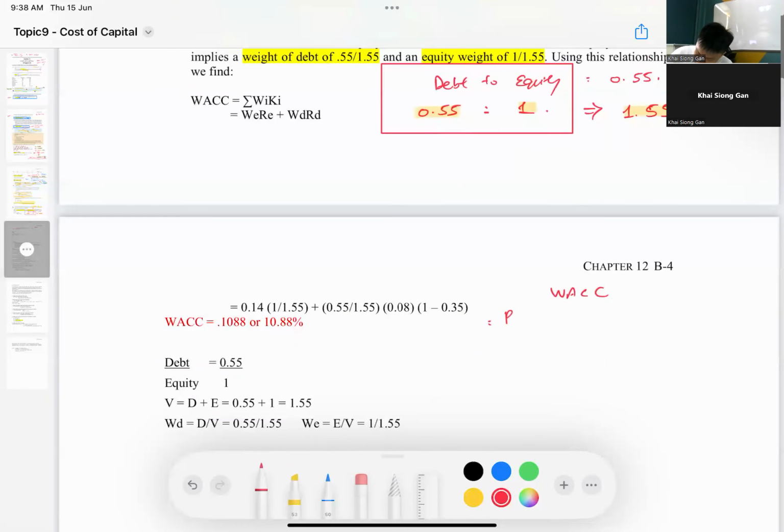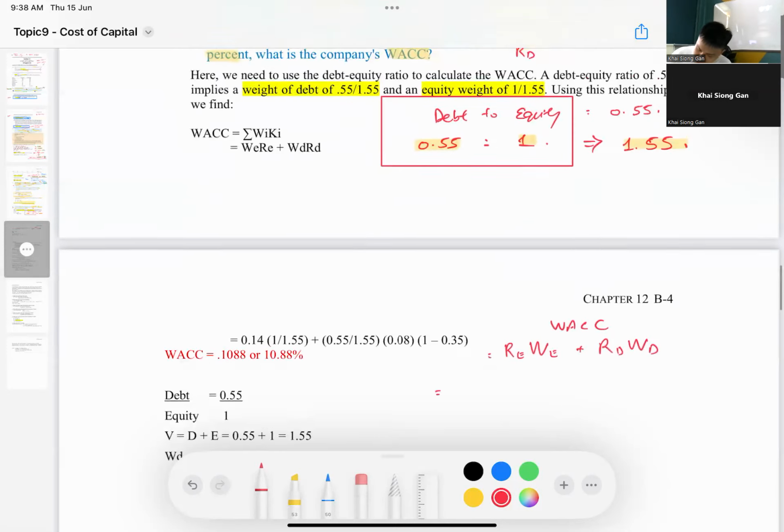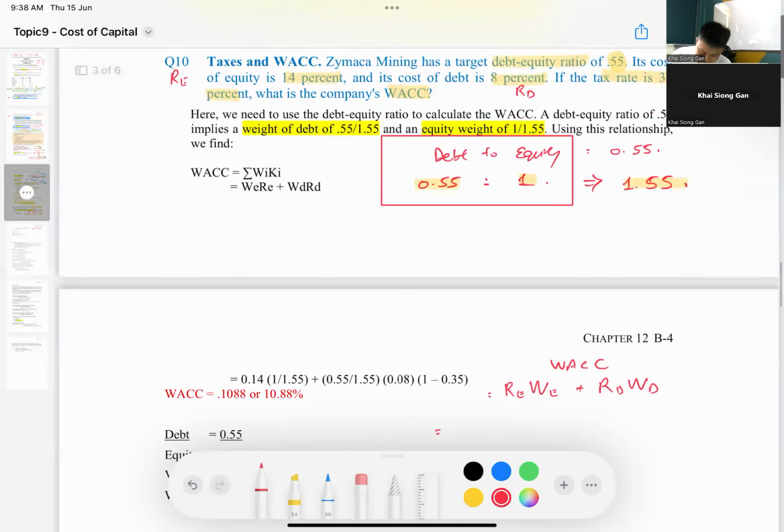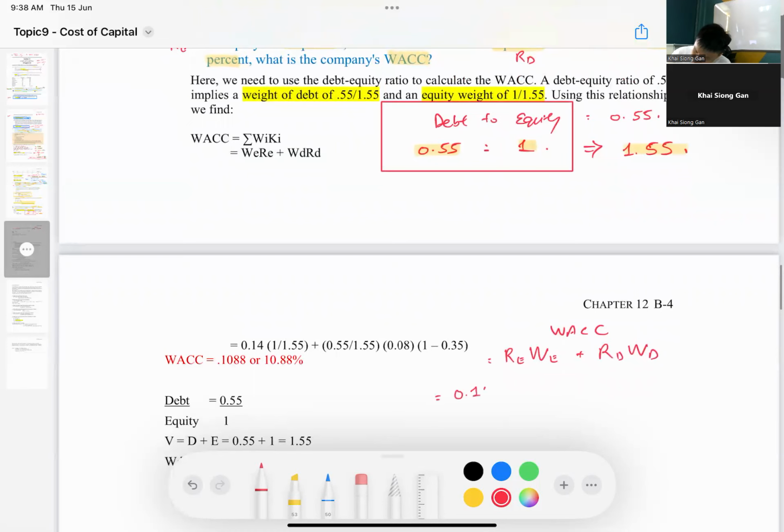Okay. Required rate of return of equity times the weightage of equity plus the required rate of debts times the weightage of debts. Do not forget to adjust for tax. Okay, required return of equity is how much? 14%. So is 0.14 times the weightage. How do we calculate the weightage? Equity is 1. 1 divided by the total of 1.55. Plus required rate of return of debt.